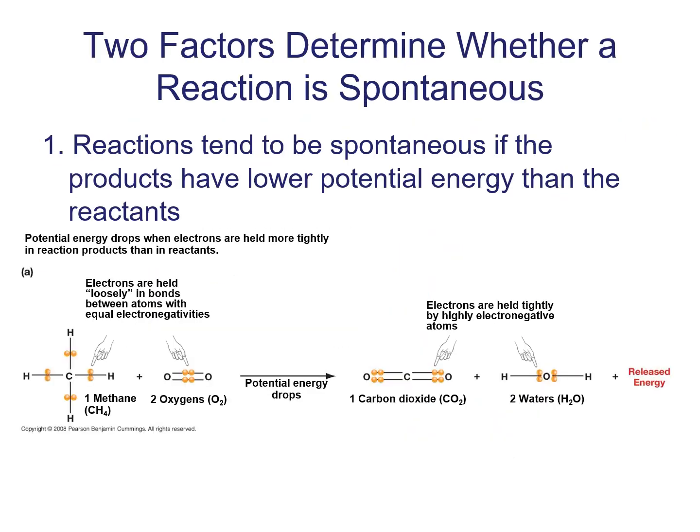When electrons move closer to an atom that is more electronegative, free energy is made available. So when we take methane and we combine it with oxygen, we end up with carbon dioxide and water, and the electrons move closer towards the oxygen. And that frees up energy. We get a release of energy. And these kind of reactions are spontaneous.